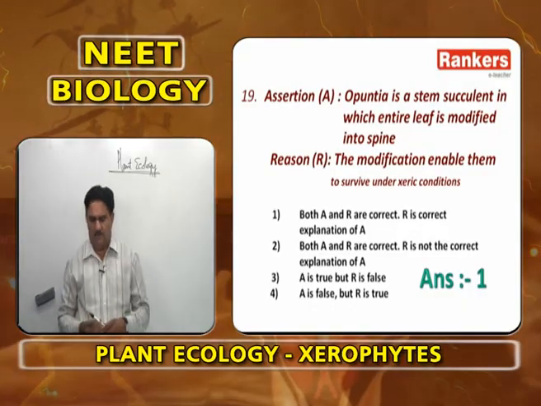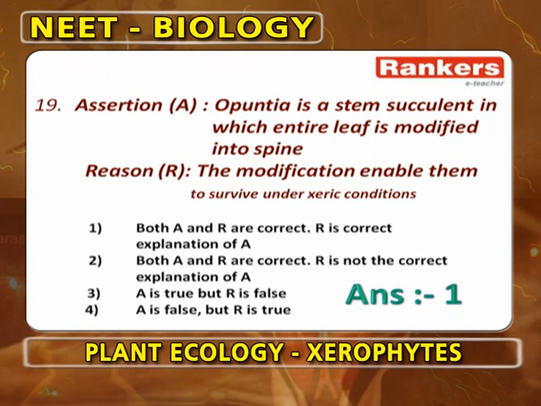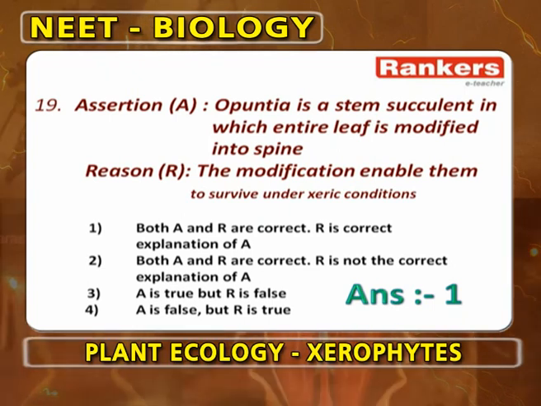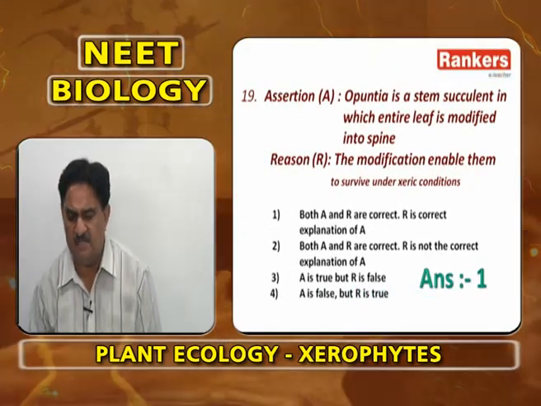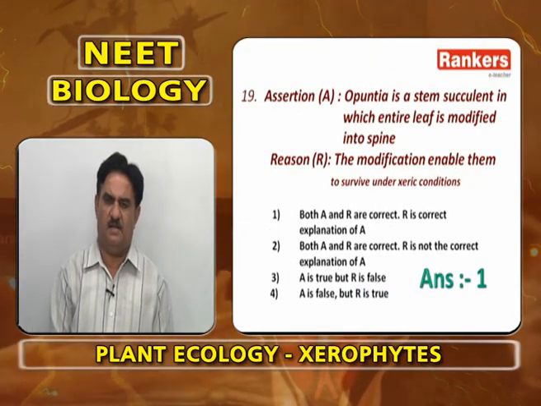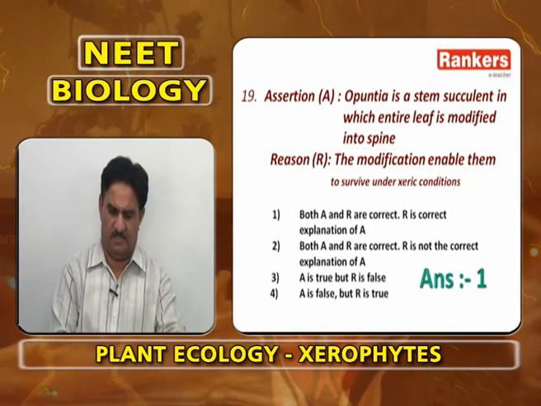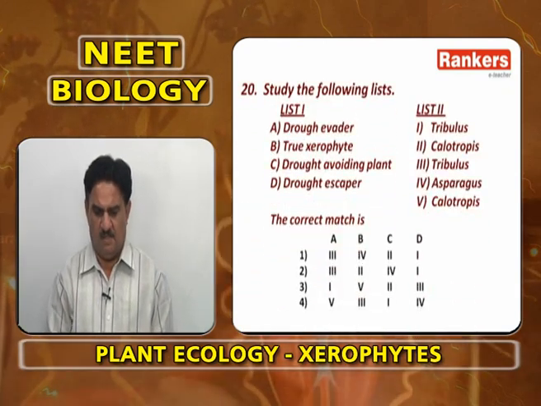So, Opuntia is a stem succulent in which entire leaf is modified into a spine is correct. The modifications enable them to survive under xeric conditions is correct. Because these modifications enable them to survive in xeric conditions, they show those modifications. So, both A and R are correct. R is the correct explanation of A, first option.